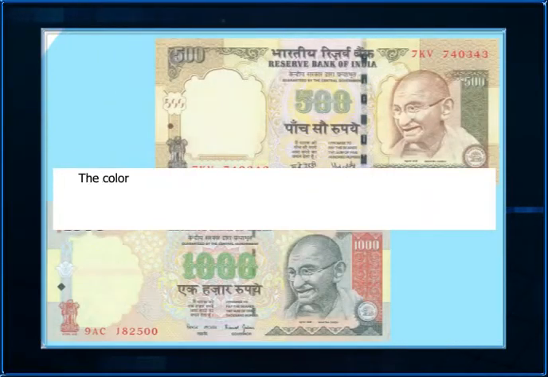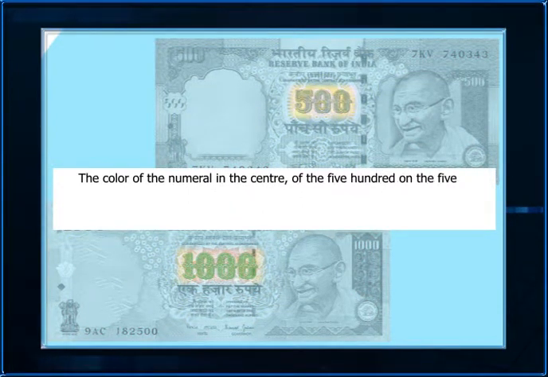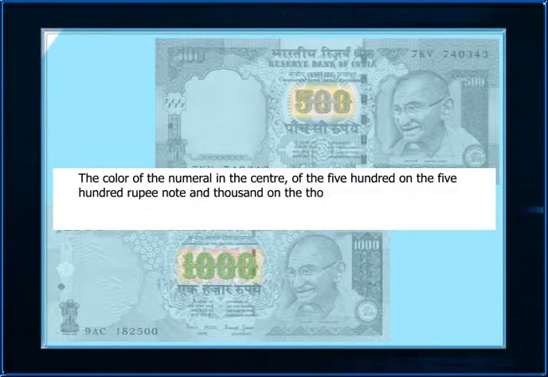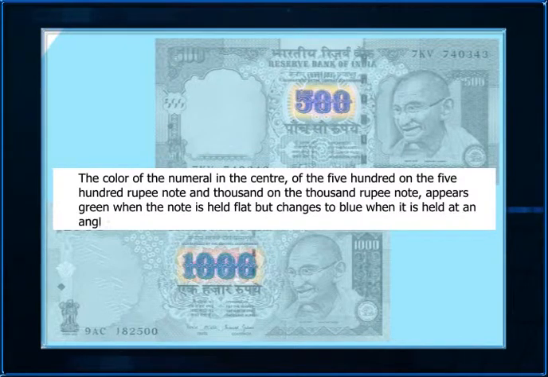The color of the numeral in the center, 500 on the 500 rupee note and 1000 on the 1000 rupee note, appears green when the note is held flat but changes to blue when it is held at an angle.